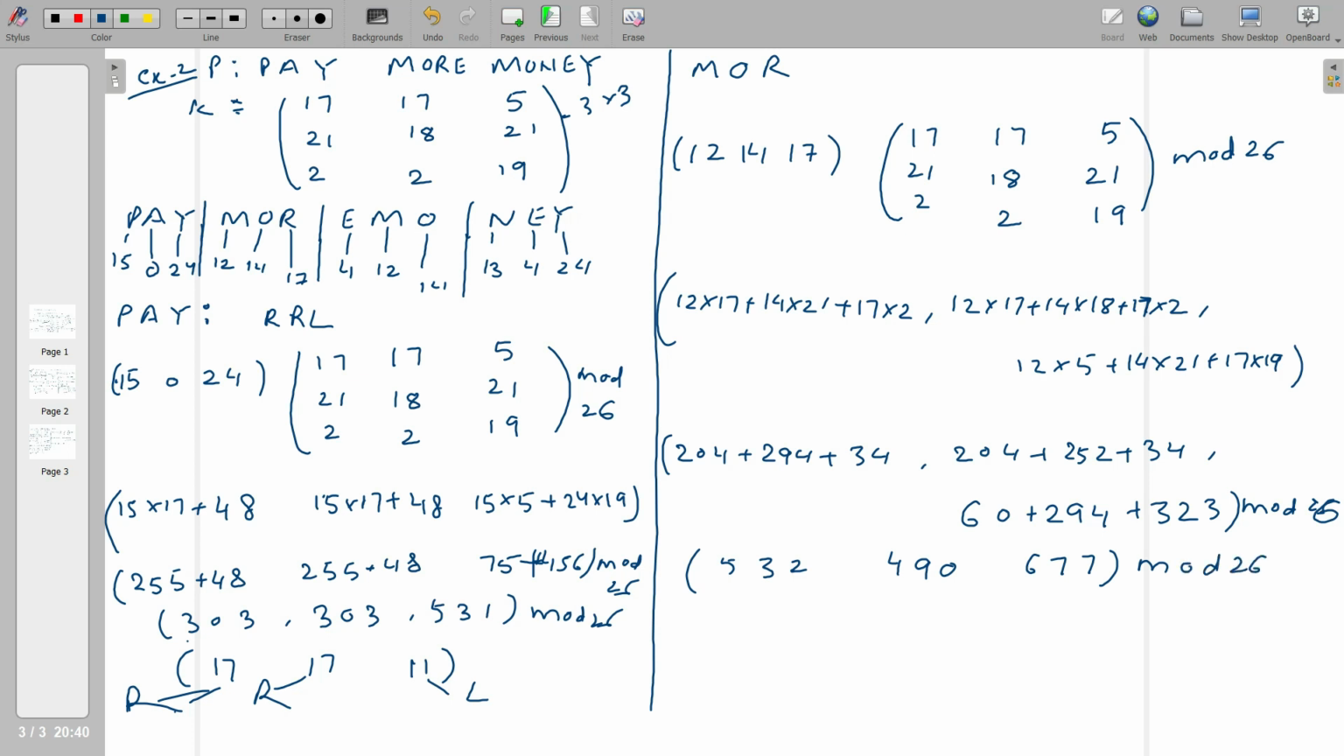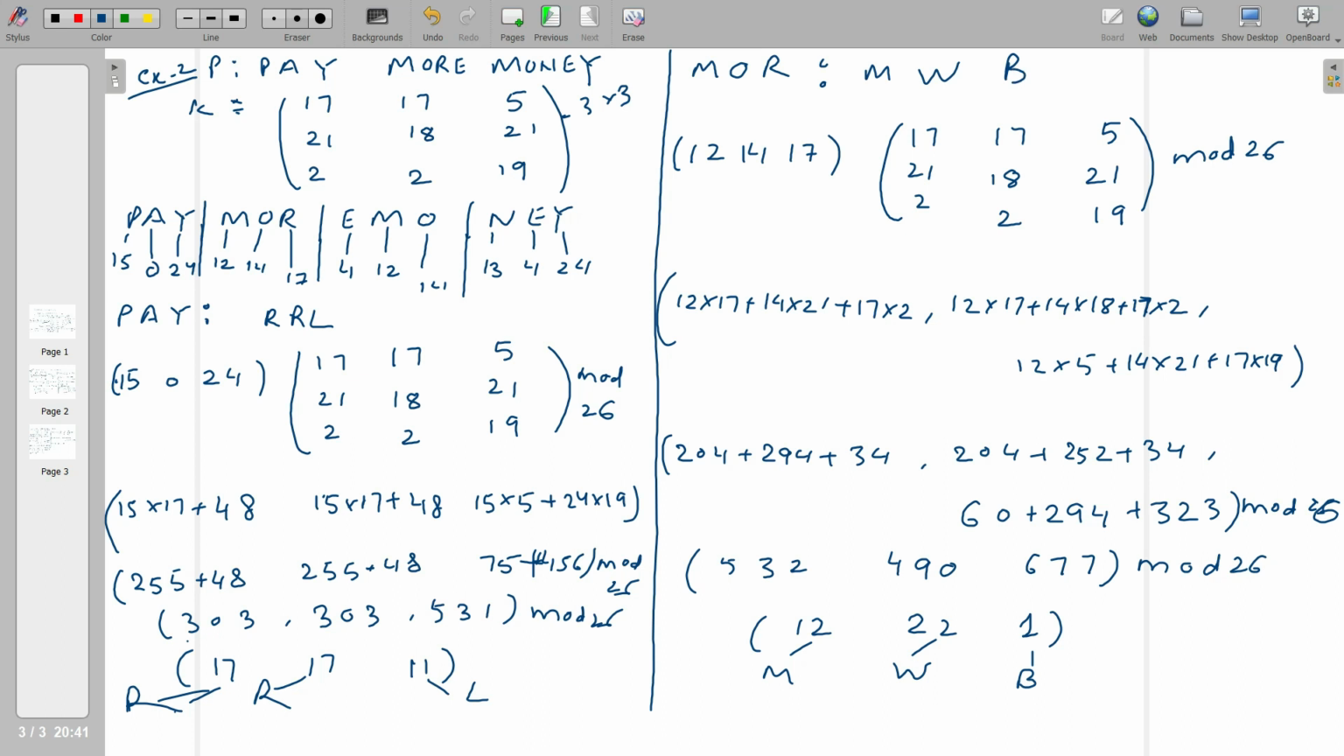So when we divide 532 by 26, the remainder is 12. Similarly, when we divide 490 by 26, the remainder is 22. When we divide 677 by 26, the remainder is going to be 1. So this is M, this is W, and this is B. So the cipher text for MOR is M, W, and B.